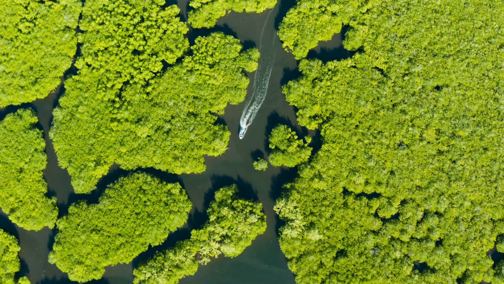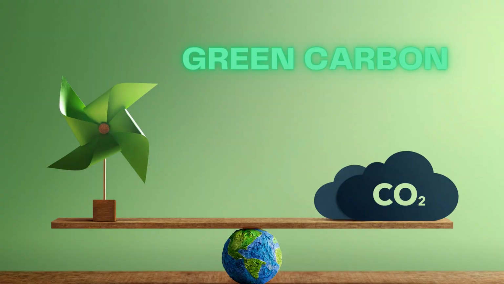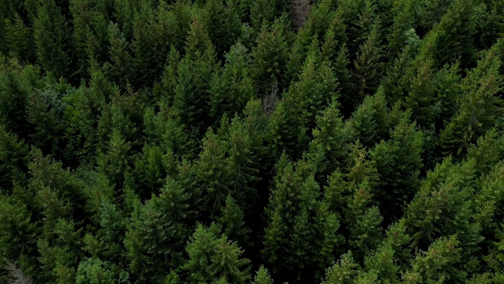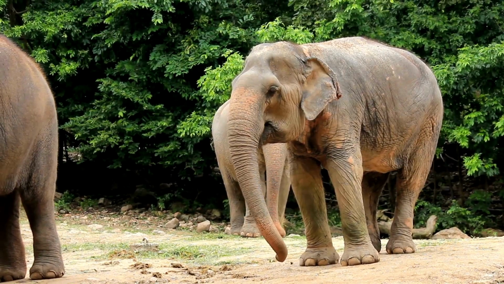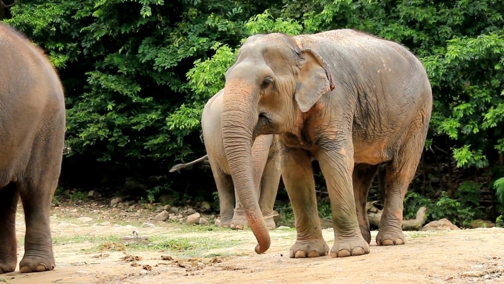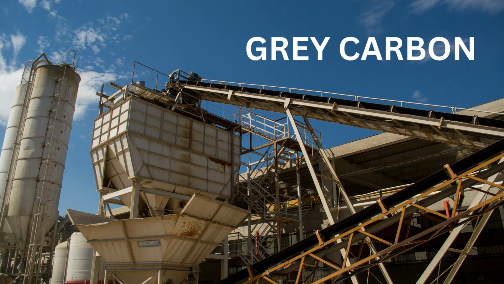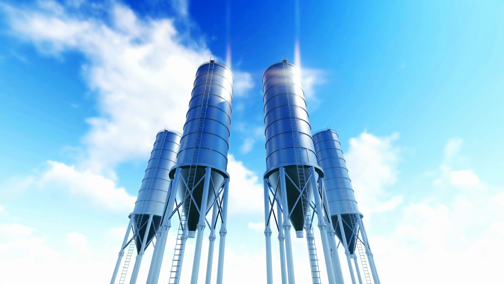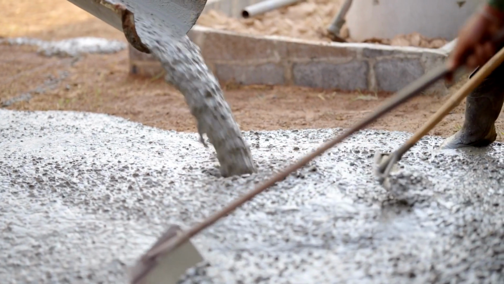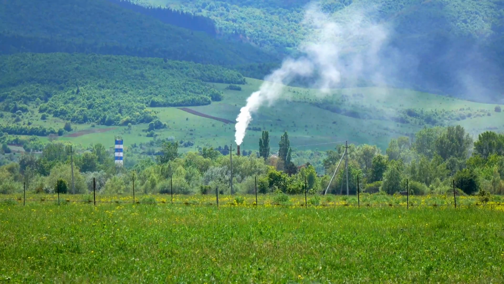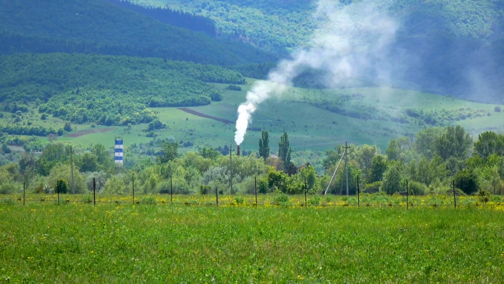Green carbon is carbon stored in forests and other plants. These regions are significant carbon sinks that also provide additional ecological benefits, such as habitat for wildlife and biodiversity. Gray carbon refers to carbon emitted by human-made materials, such as cement and concrete. During their manufacture, these materials emit carbon dioxide and contribute to climate change.